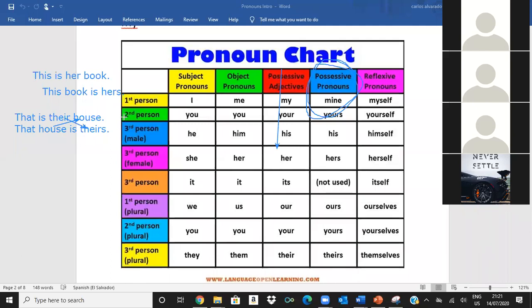Okay, let's do another example. Another example. Okay. These are, let's see, our shoes. Okay. Possessive adjective, our. Possessive pronoun, ¿cómo sería?